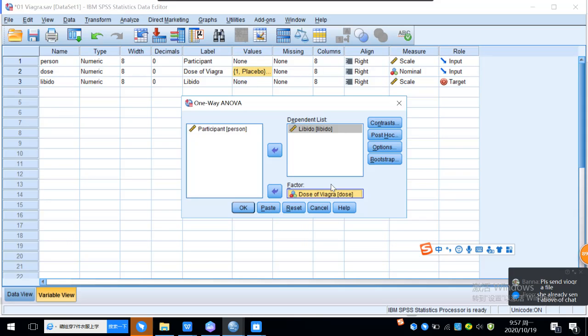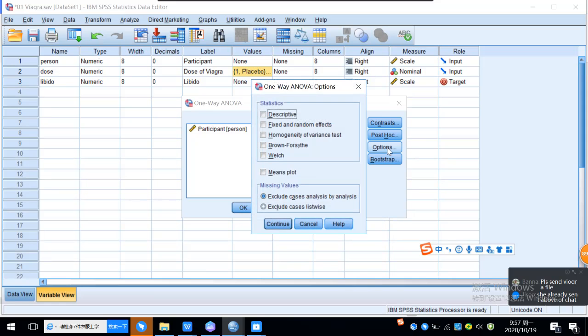After this, next, options. Yeah, click options. Here, please select the homogeneity of variance test here, and BF, Welch, means plot.